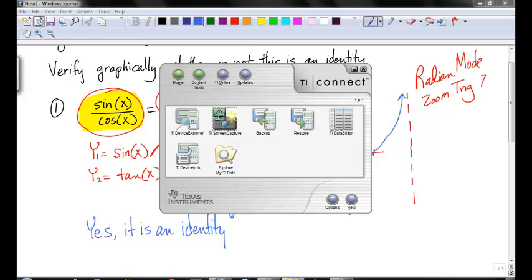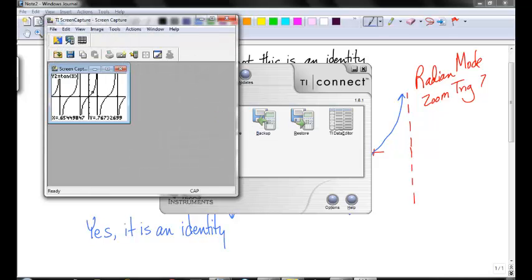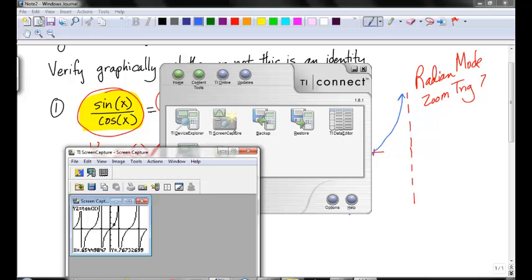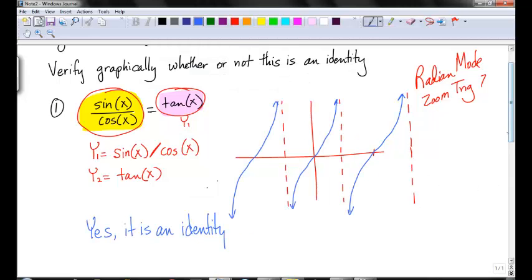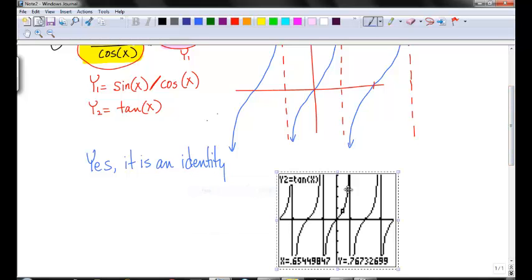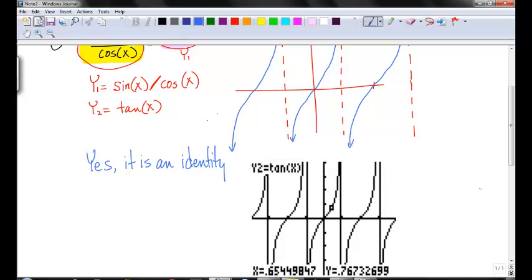It takes a minute. Once it figures out the connection, all I did down here was the TI screen capture. Then there is a copy, and I can come back over into here and take it into Word or whatever. A lot of college professors will say, I don't want it just sketched, I want the graph off the screen. So that's how you can do that.